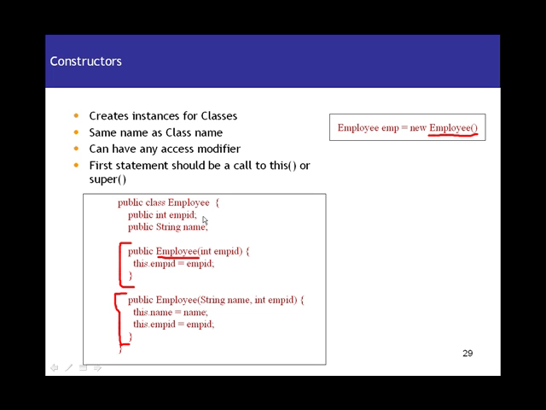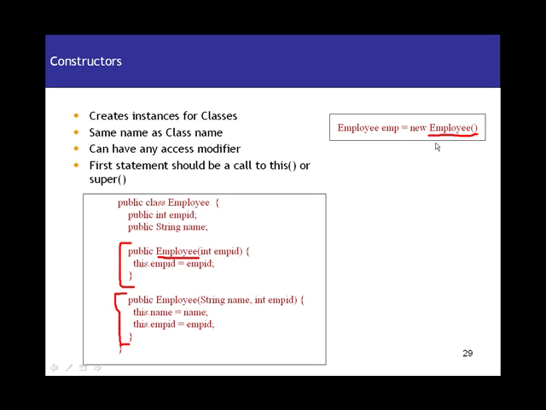Now let's assume for a moment that these two constructors are not there. I don't have any constructors in the class. If I say employee emp is equal to new employee, will my code work or is it going to fail? Because I don't have any constructors and I'm calling this constructor here. I know that if I'm calling some method in my class which doesn't exist, it's definitely going to throw me an error, right? Because the method doesn't exist in the class at all. So is it going to be the same with constructors?